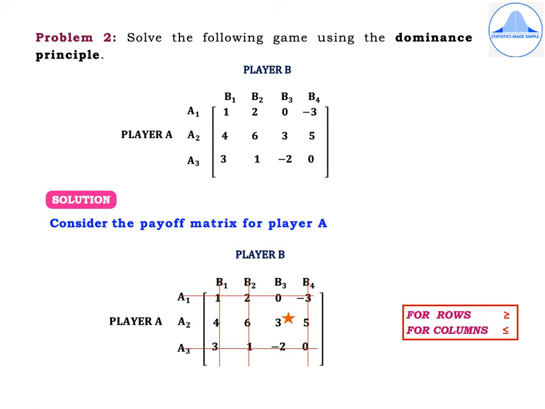Next, do A1 with A3. So 1 is not greater than 3. Okay, so A1 and A3 doesn't work out. Now do A2 with A1.